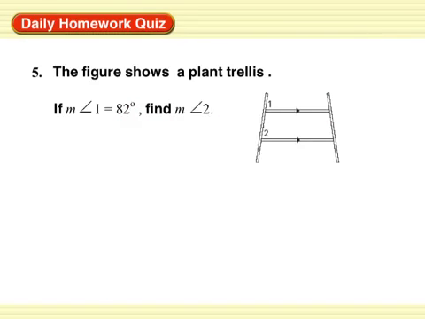Okay, last one. The figure shows a plant trellis. If the measure of angle 1 equals 82, I'm not even going to push pause here. The measure of angle 2 is also 82. Corresponding angles. Nice work. See you tomorrow.